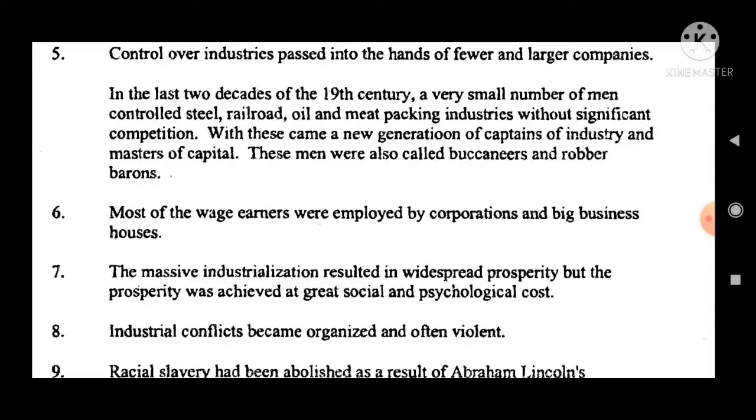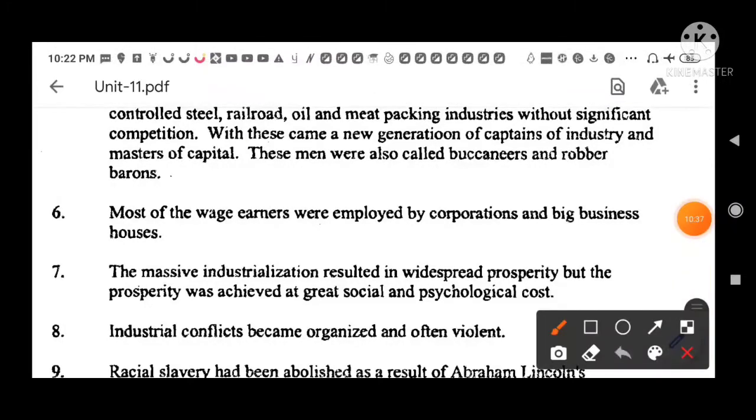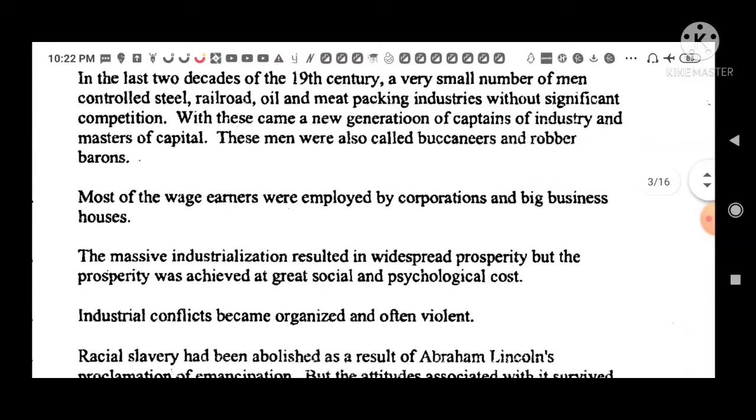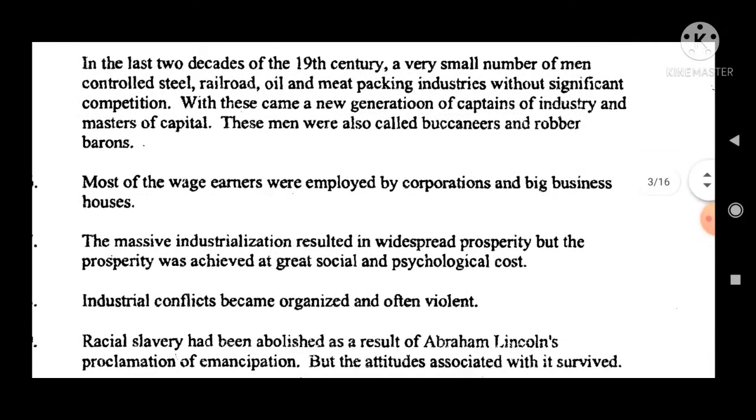Here is the main point. You can note down: these men are also called buccaneers and robber barons. So what is the spelling of buccaneers? Buccaneers and robber barons. Here it is: the captains of industry. There came a new generation of captains of industry and masters of capital. These men were also called buccaneers and robber barons.